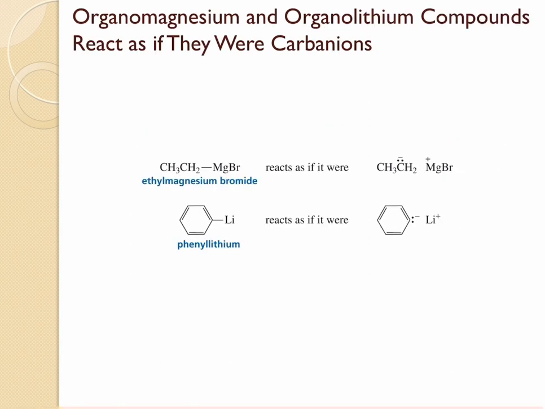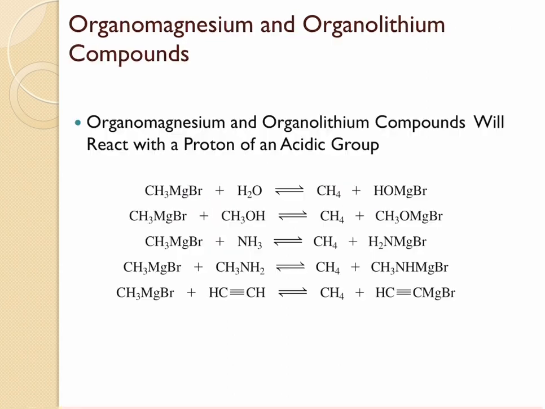So these compounds, organomagnesium and organolithium compounds, are going to react as if they were carbanions, because here the carbon is coordinated with a more electropositive atom. In each case we do have a metal that is coordinated with carbon, and because of which this carbon will behave as a nucleophile.